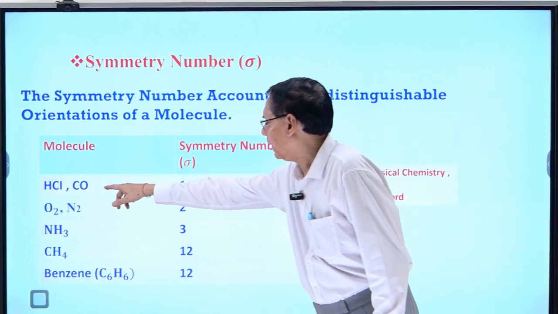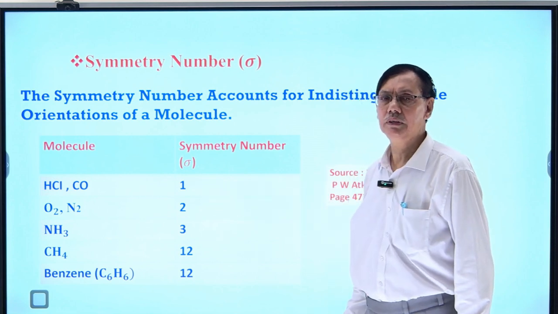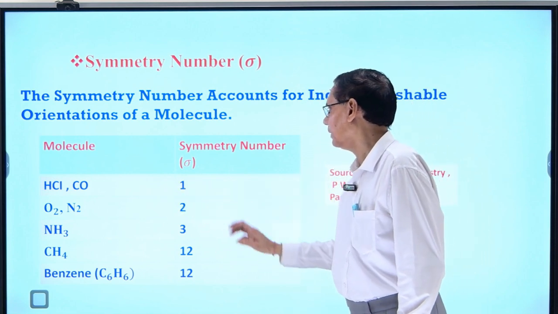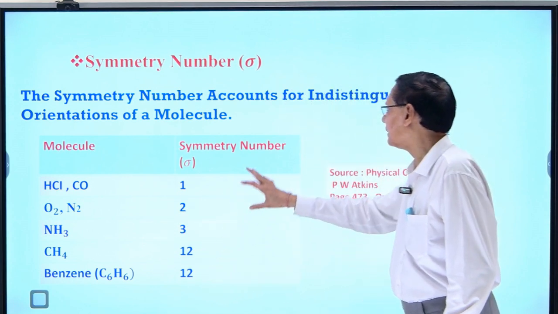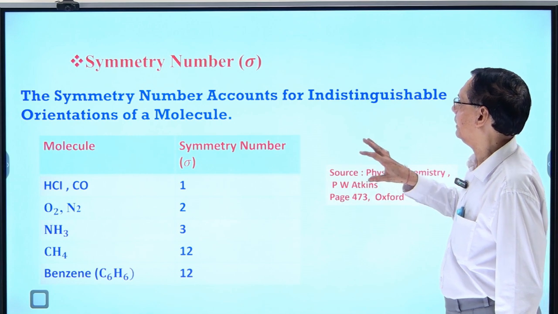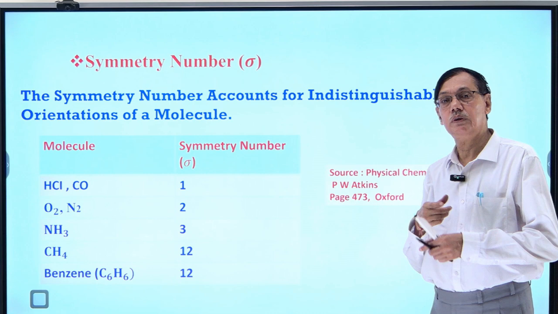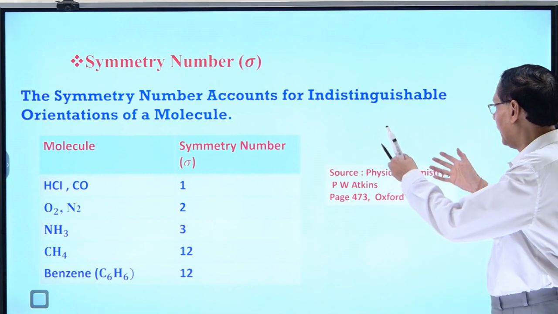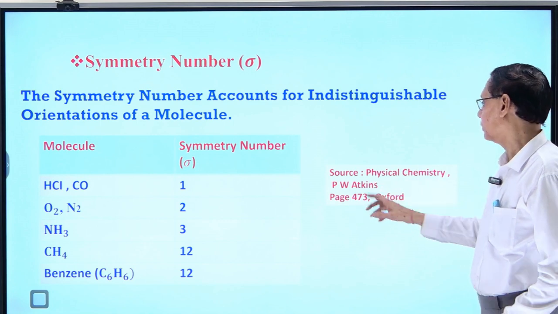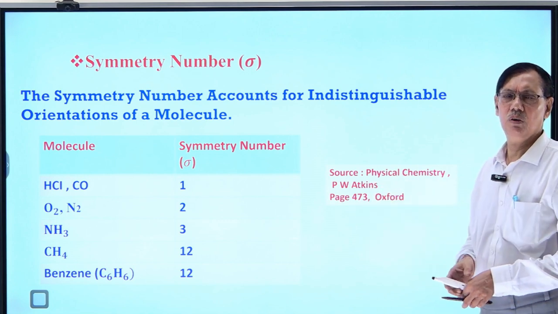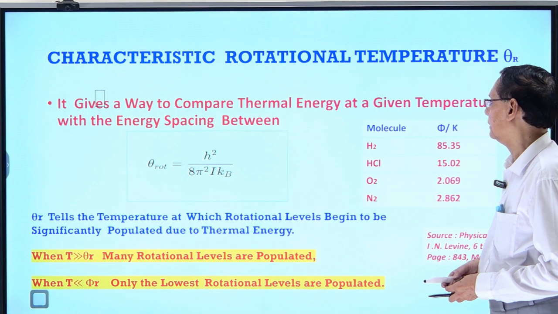Say for example, for HCl and carbon monoxide, the symmetry number is 1. For nitrogen and oxygen, the symmetry number is 2. For ammonia it is 3, methane is 12, benzene is 12. It is just for information that the symmetry number accounts for indistinguishable orientations of the molecules. I am taking all these values from the book of Physical Chemistry by Atkins, page number 473, and you will get this information from different books, Levine and others.